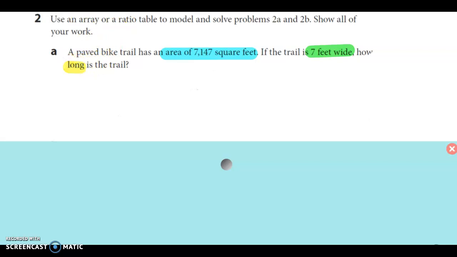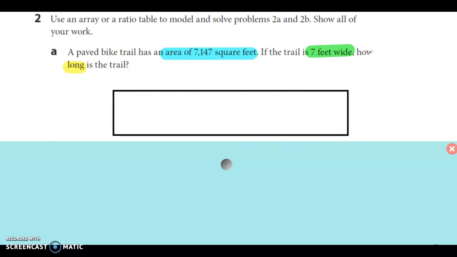When I hear the word area, I automatically think I'm going to set up an open array. And I already know that the area that has to go inside is our 7,147 square feet. So that's going to be the total inside the array. The next piece of information that I do know is that it is already 7 feet wide. So I'm going to put a 7 out here. So I know this is 7 feet. What I'm trying to solve for is 7 times what up here is going to build up to 7,147 square feet.